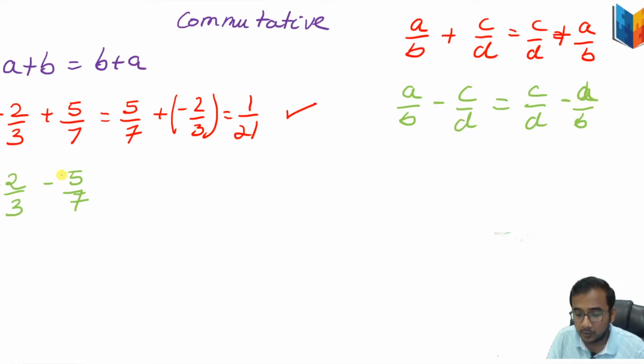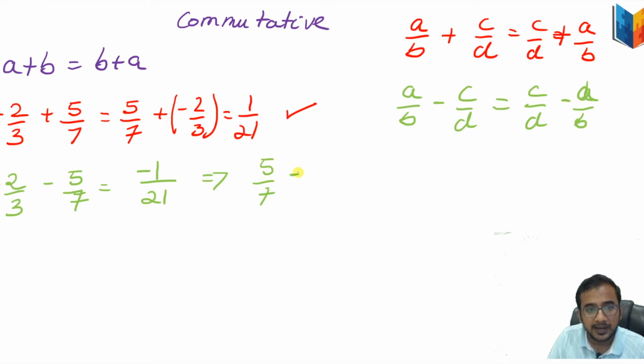So if I calculate 2 by 3 minus 5 by 7, the value should come as 21 will be the denominator, 14 minus 15, minus 1 by 21. Now let us try for 5 by 7 minus 2 by 3. Will it be the same? No. So the values will be different. So yes, commutative is not applicable for subtraction.